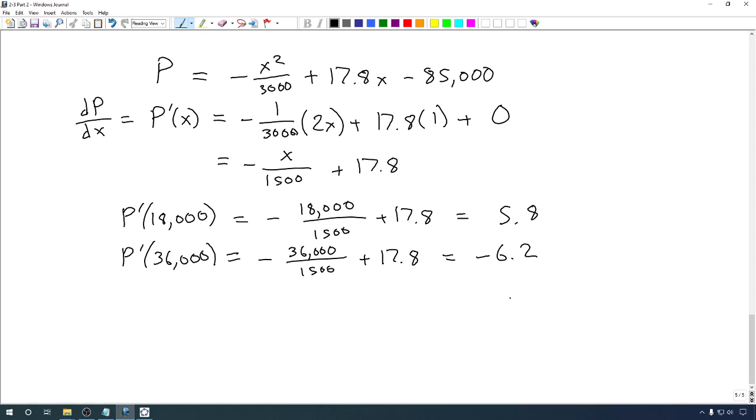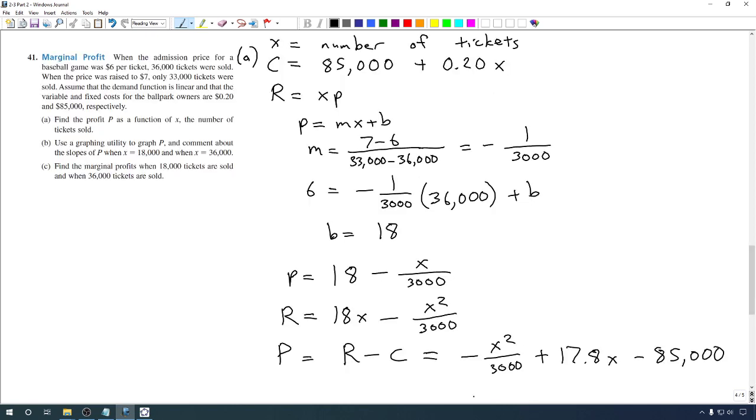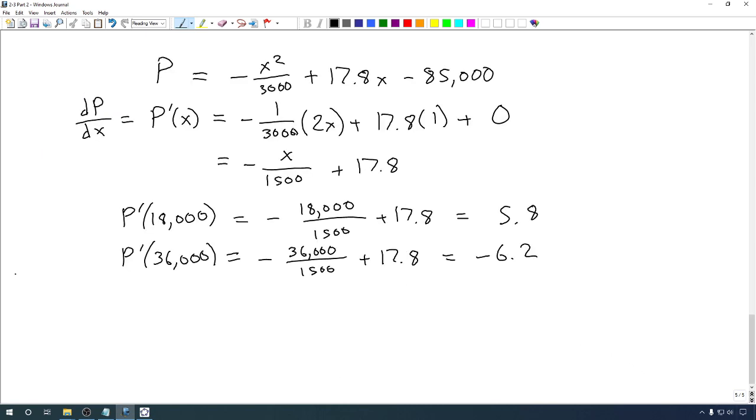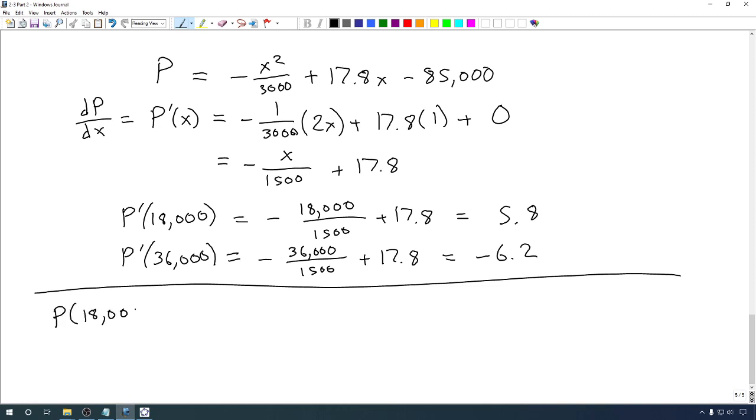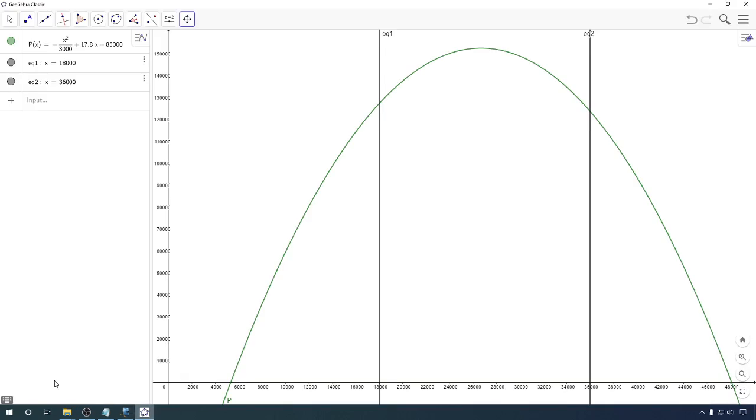So what do these numbers mean? Notice that by our formula, when we sell 18,000 tickets, if we go back to our profit, we have a profit of... Okay. Let me actually just write this down. So P of 18,000 is 127,400. There. In fact, we can actually go ahead and use GeoGebra to find that for us. So P of 18,000.